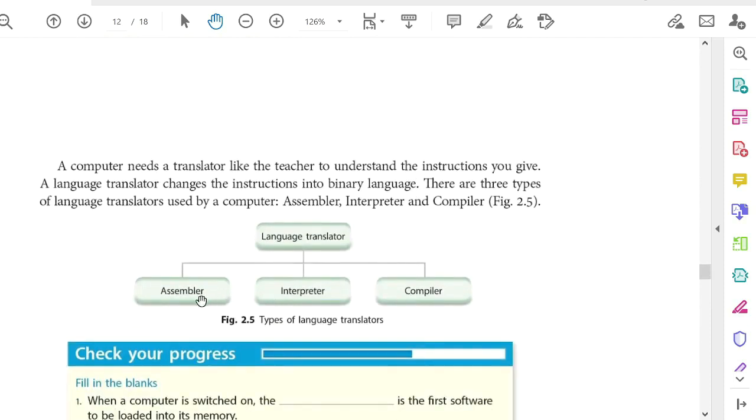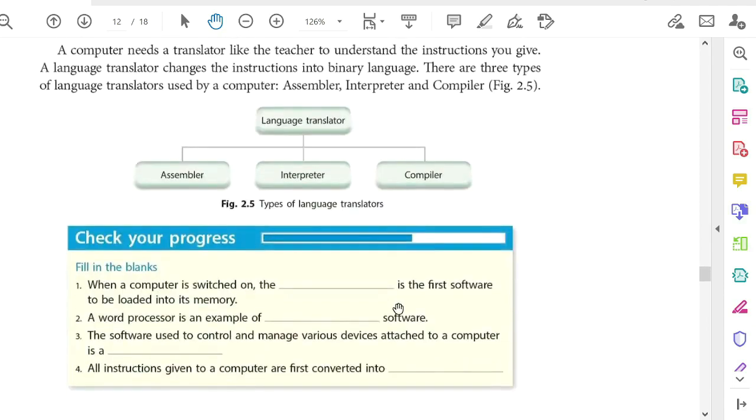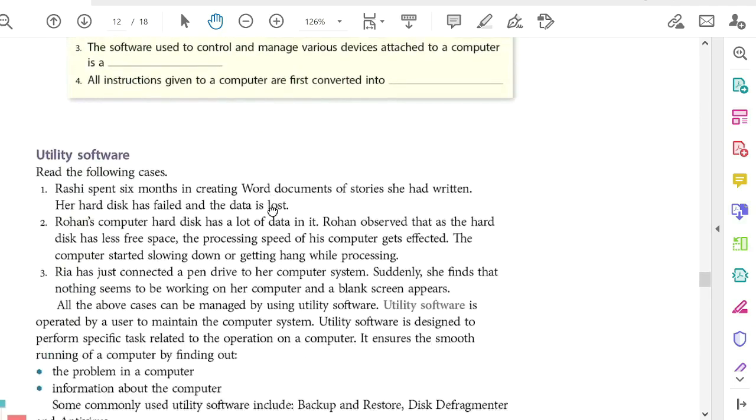Three types of language translators are there: assembler, interpreter and compiler. Assembler is used for assembly language. It converts the assembly language to machine language, and interpreter and compiler convert the high-level language to machine language. Then check your progress is again important.